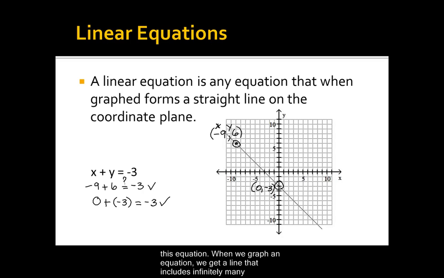When we graph an equation, we get a line that includes infinitely many solutions for that equation. The line continues on infinitely in both directions, so we really can't say we know what all the solutions are, but we can know that all the solutions would lie on that same line.